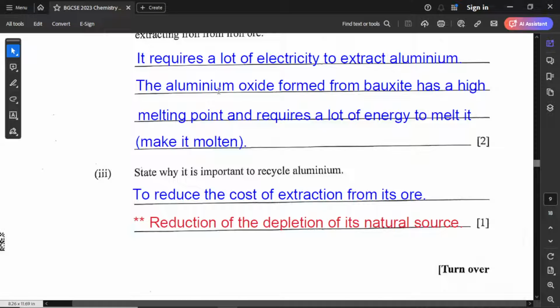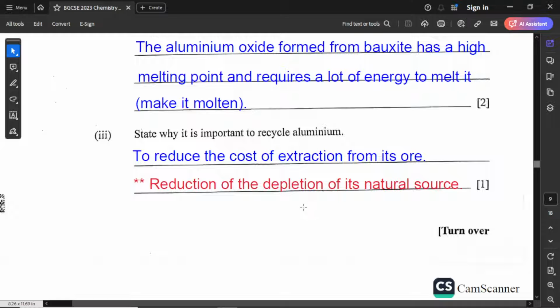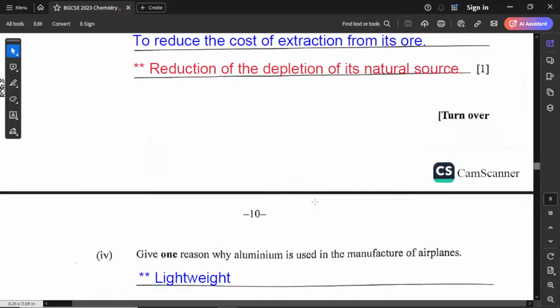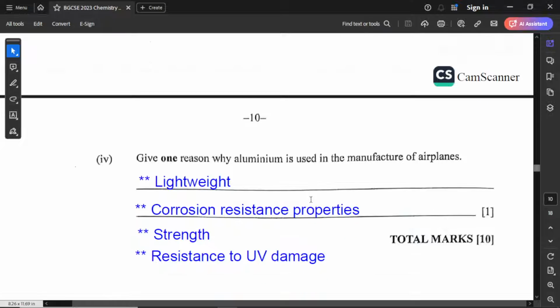It's expensive, so why go through the entire process again when you can just recycle what is already formed? All right, and another one here, which is environmentally applied, is a reduction of the depletion of its natural resource. All right, so that's also important. Instead of using bauxite and depleting the earth, then yeah, we have it already.